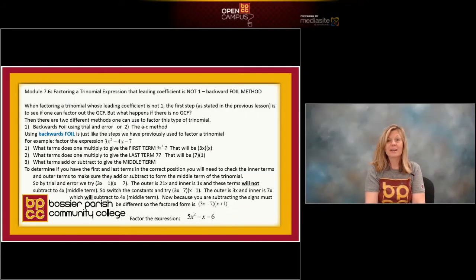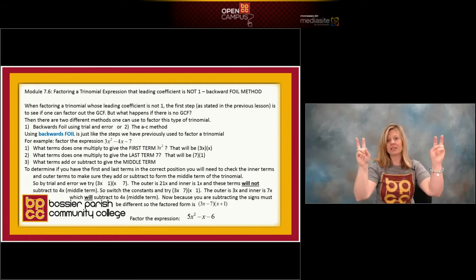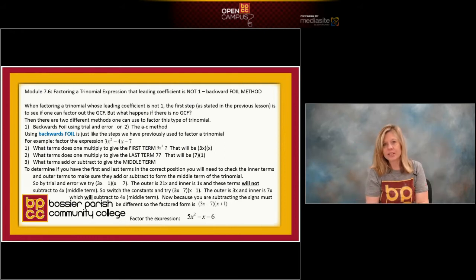Good morning, everybody. We are still factoring trinomial expressions, and in this module our job is to factor what I call a difficult trinomial. A difficult trinomial means the leading coefficient will not be the number 1, and that's going to make things a little bit more complicated. It's doable, you're just going to have to think a little bit more.